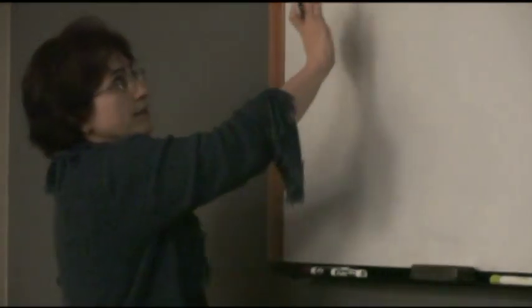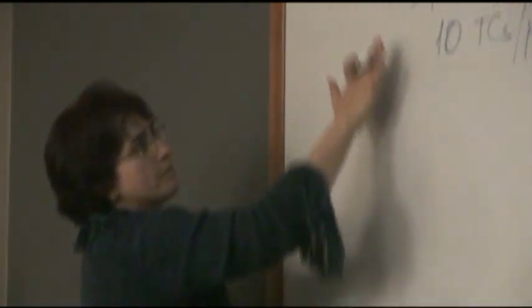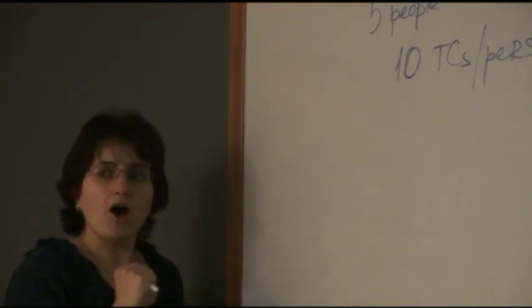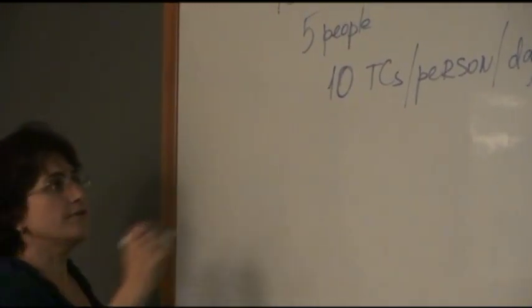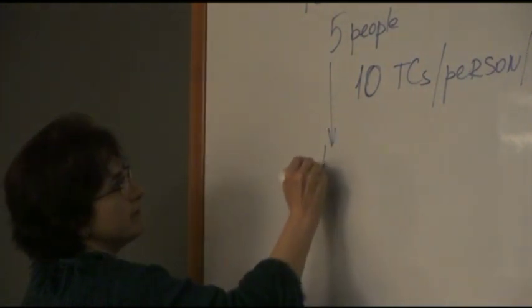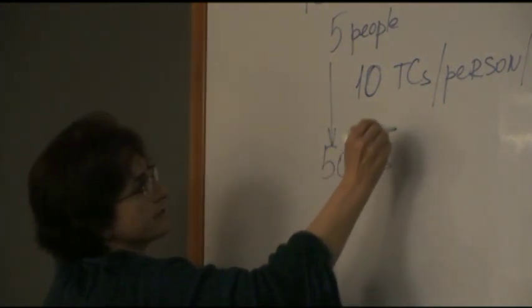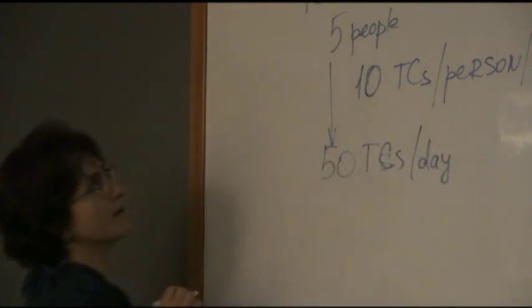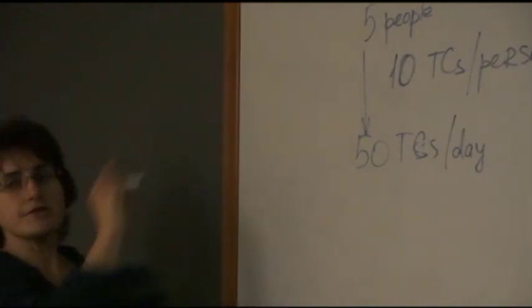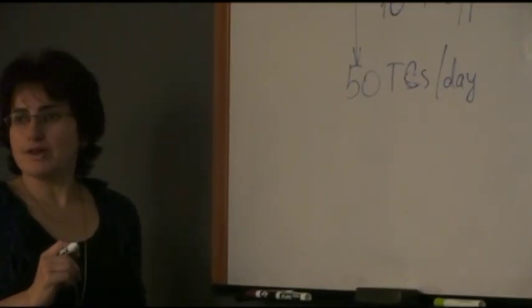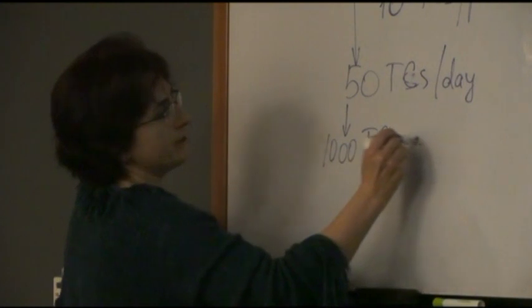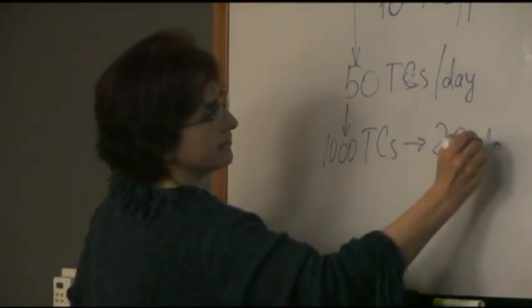Now we have 1,000 test cases, 5 people, 10 test cases per person per day. So 5 people during one day, how many test cases can they execute? 50, right? So for the team of 5 people, we have 50 test cases per day. Okay? That means, how many days do we need to execute 1,000 test cases? 20 days, right? So for the 1,000 test cases, we need 20 days.